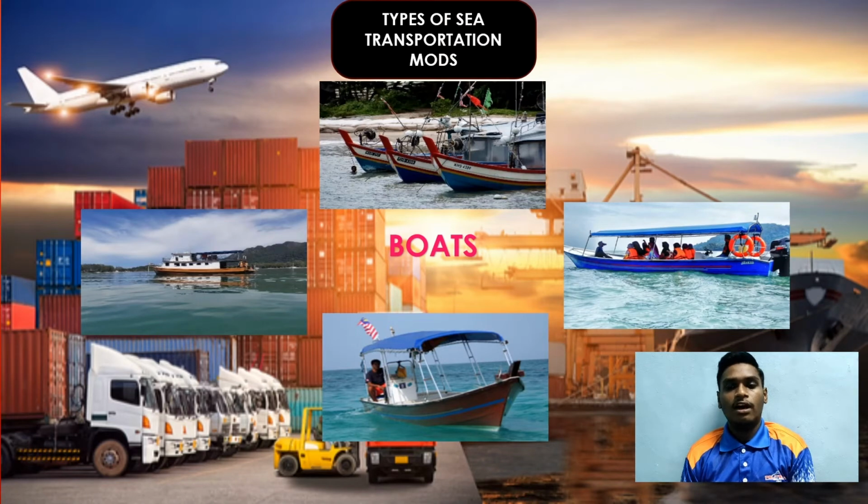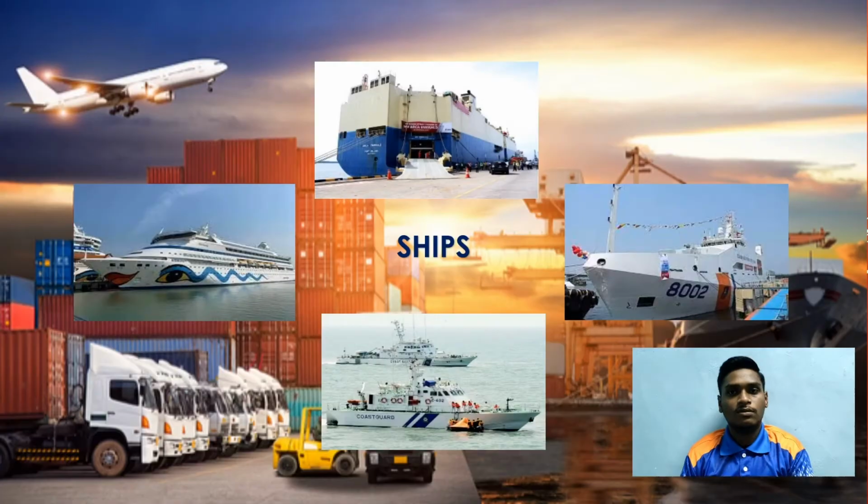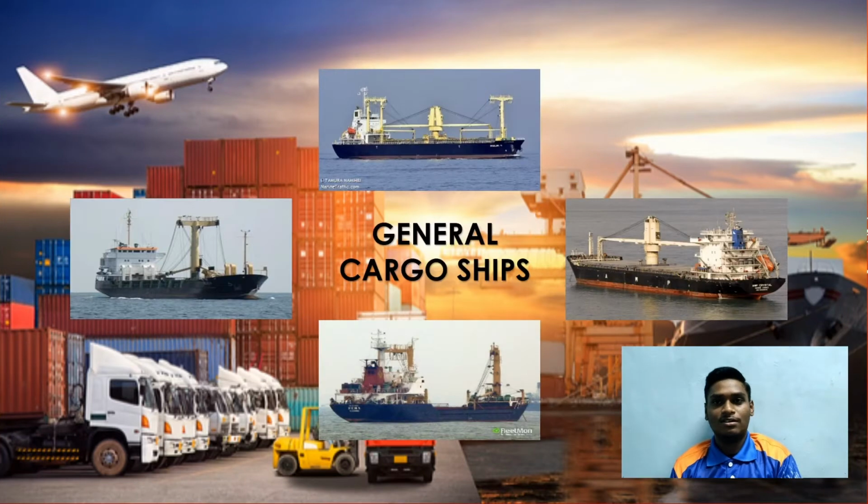There are 5 types of sea transportation modes. The first one is boats. The second one is bulk carriers. The third one is ships. The fourth one is container ships. And the last one is general cargo ships.